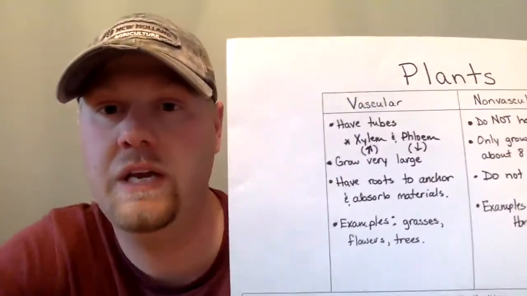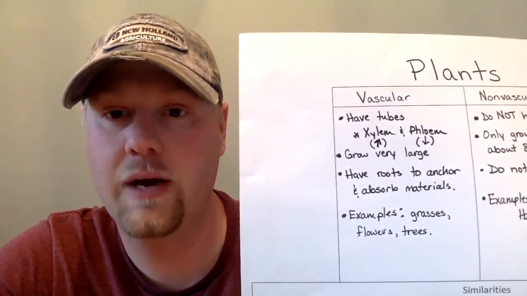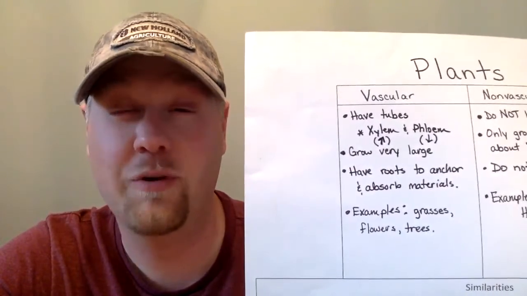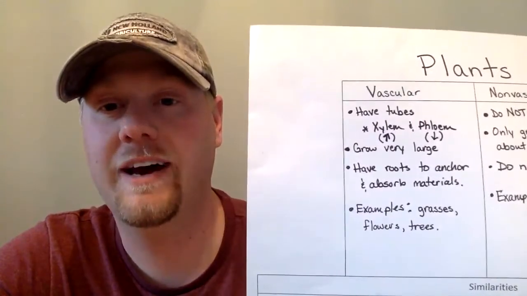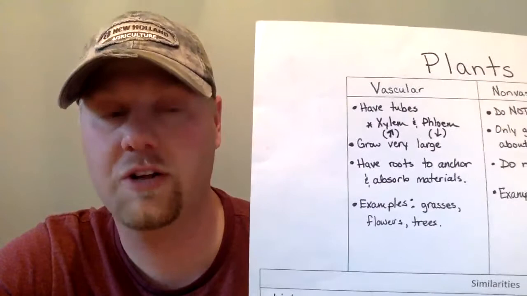So if you watched the video for Wednesday, you watched a video on the giant sequoia, and that is the largest living plant that we know of. Some of them are pushing 400 feet in size, so they are massive. These things grow extraordinarily huge.